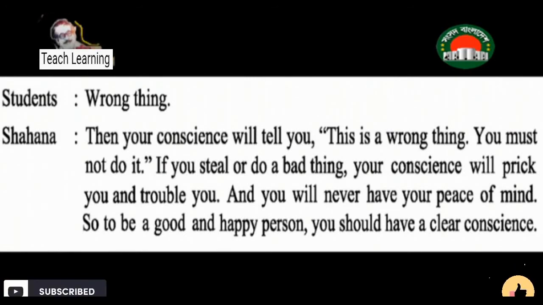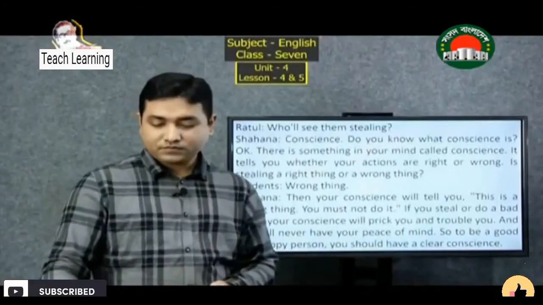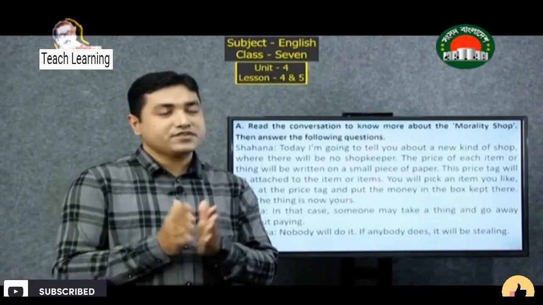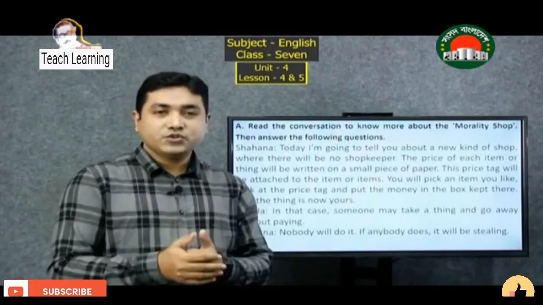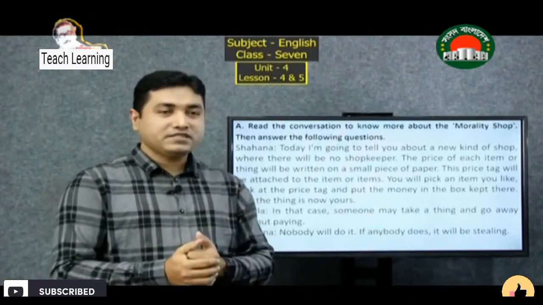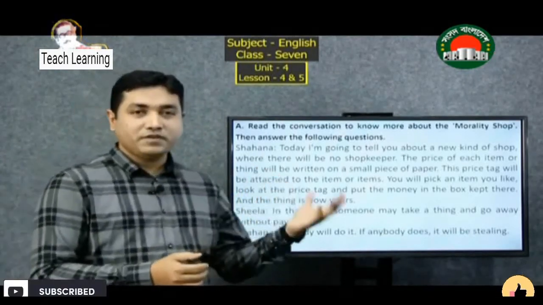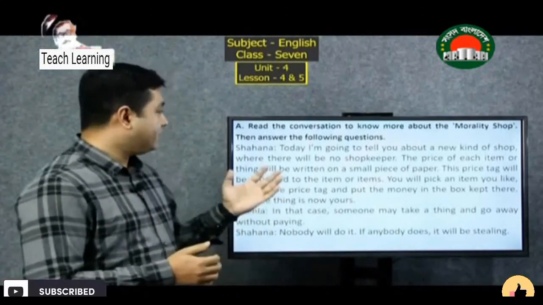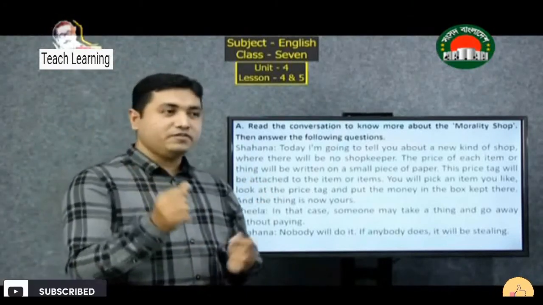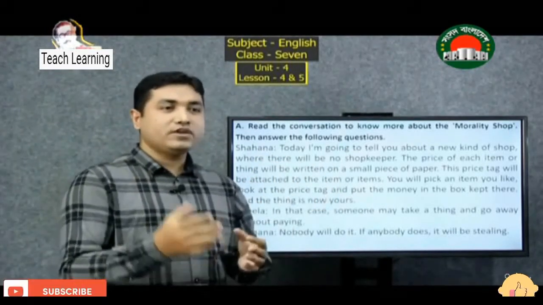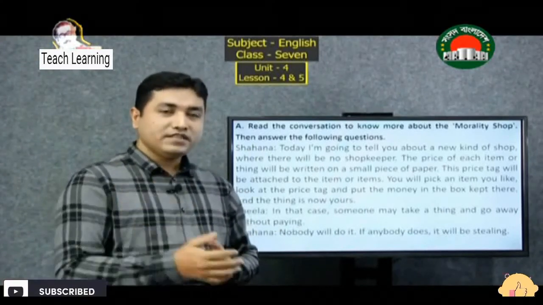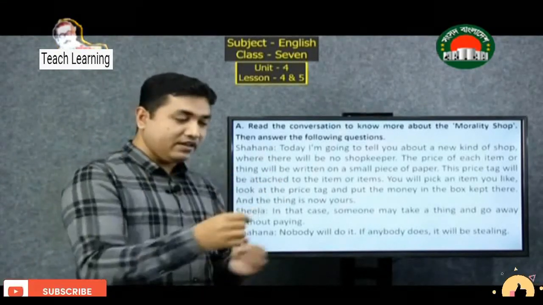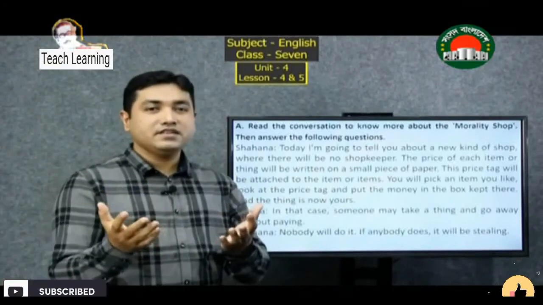So, this is the passage about the morality shop. In this passage, we have seen that it is a new idea. It also seems strange to us because we are accustomed to seeing shopkeepers in the shop. But here there will be no shopkeeper, but there will be items that you can choose and buy. The price will be written on a small paper and attached to the item. You have to see the price tag, put the money in a box kept there, and the thing is yours.